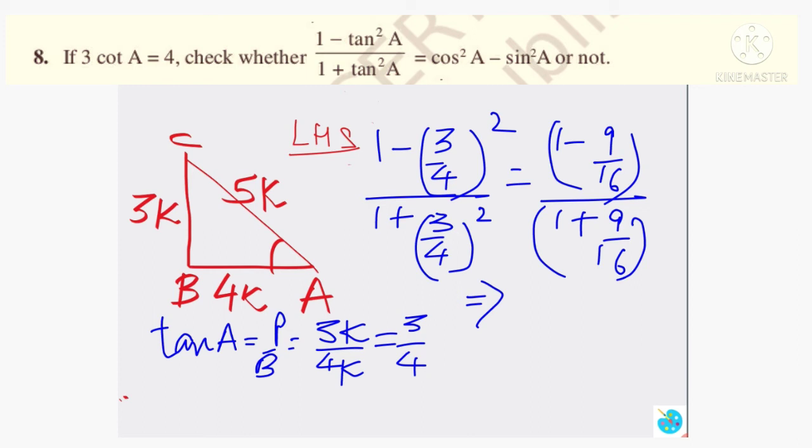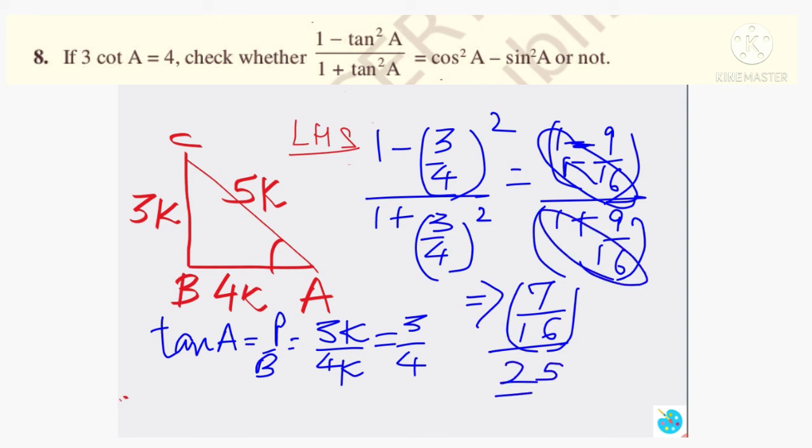See, carry out this numerator calculation in a single step. Just multiply 16 by 1, and subtract 9. So 16 minus 9 is 7. So 7 by 16 divided by, again 16 into 1 is 16, plus 9, 25. I have covered this as a short trick on my channel. You must go and check all the short tricks. This gives me 7 by 16 multiplied by 16 upon 25. So directly you can write 7 by 25. Be short with these calculations. These are short calculation tips and tricks which you must follow. Here marks will not be deducted. So 7 by 25 is what we get as LHS.